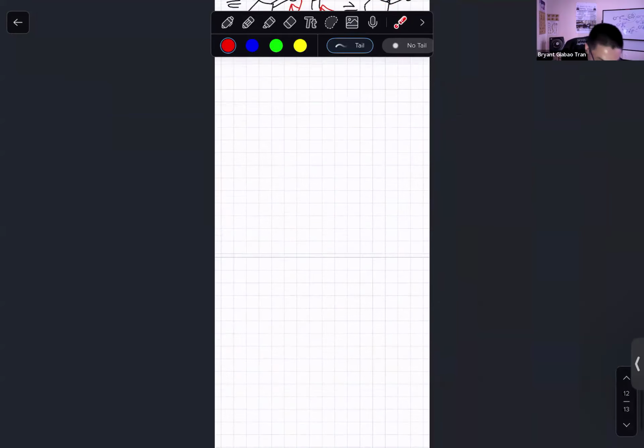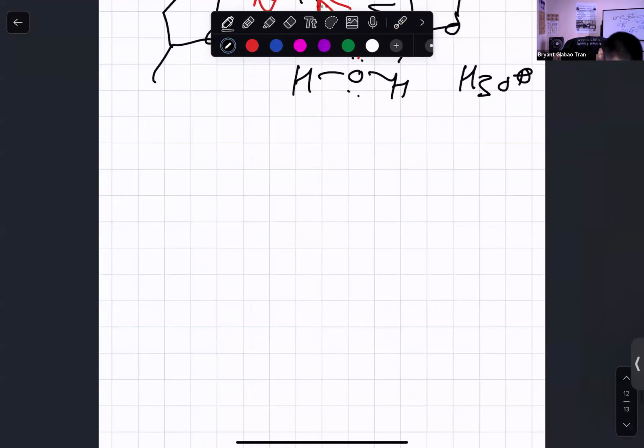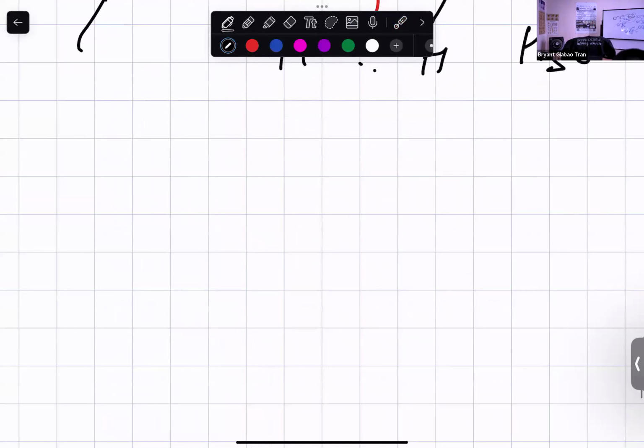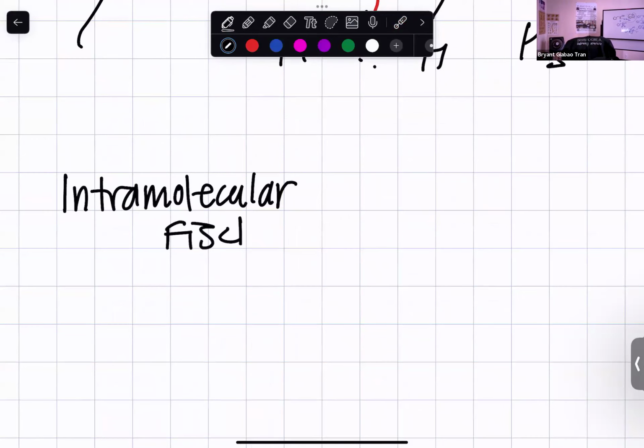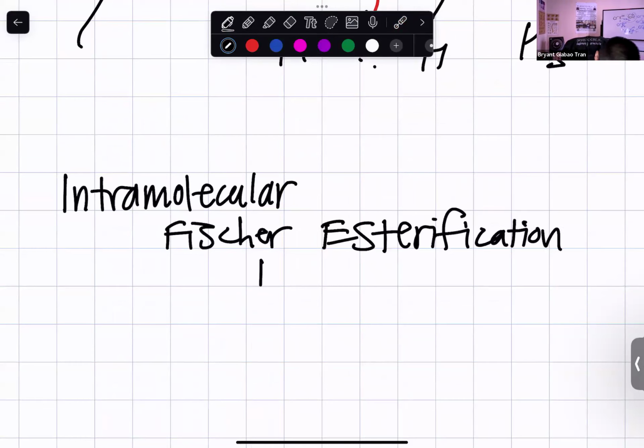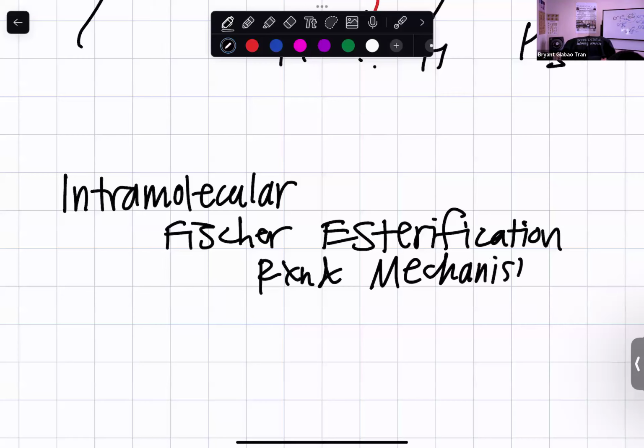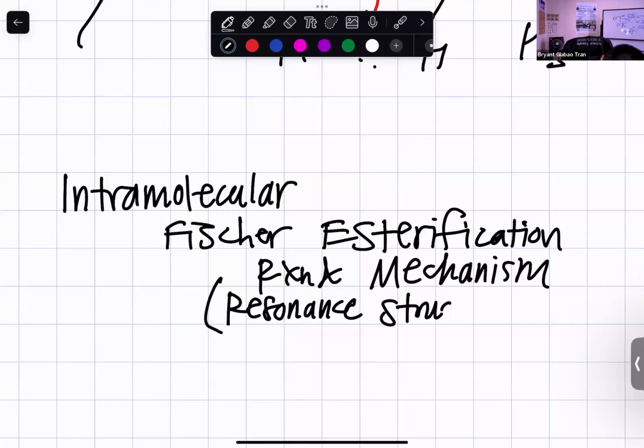But what they were trying to test you on was the intramolecular Fischer esterification reaction and mechanism. And they try to be sneaky. They try to add a resonance structure in there, right? Which is the electrophilic carbonyl carbon.